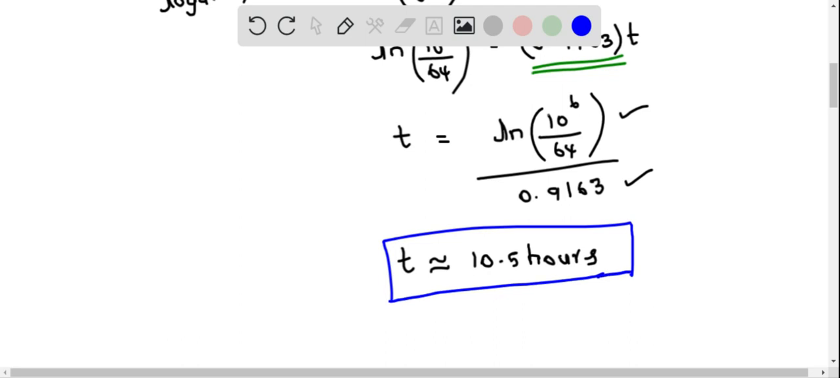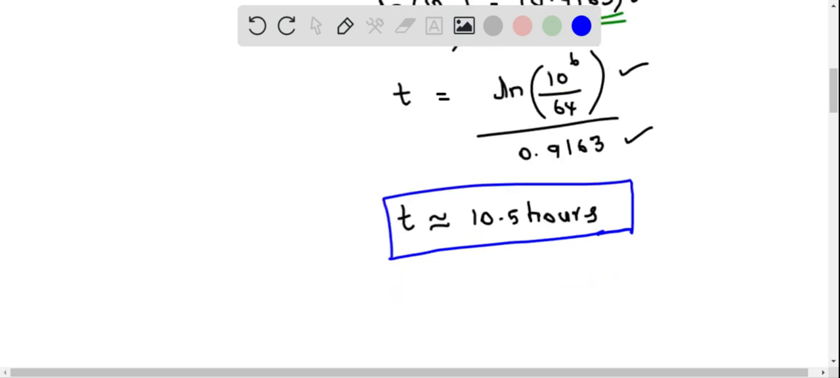I just figured out that instead of 10.5, we can give this to 2 decimal places as 10.54. This is considered to be a better approximation than 10.5. So let's change this to 10.54 hours. So t is approximately 10.54 hours, so that the population will reach 1 million.